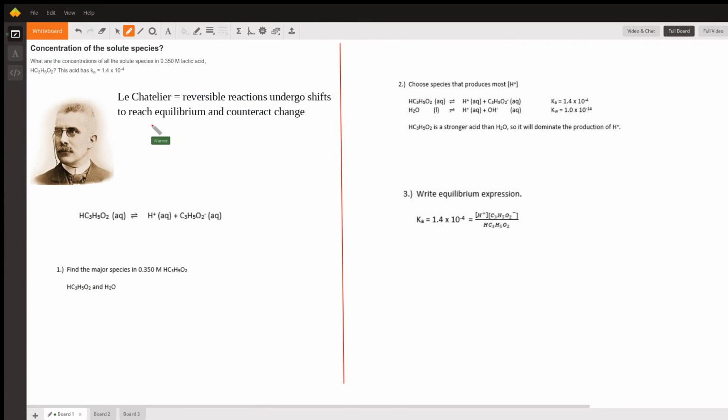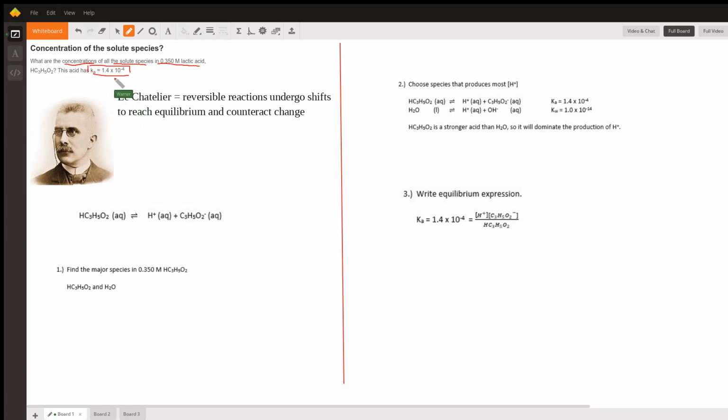Let's start off by reading the question. What are the concentrations of all the solute species in 0.35 molarity of lactic acid? This acid has a Ka of 1.4 times 10 to the negative 4. Let's start off by underlining the important phrases in the question. Concentrations, the solute species, 0.35 molarity of lactic acid, Ka of 1.4 times 10 to the negative 4.